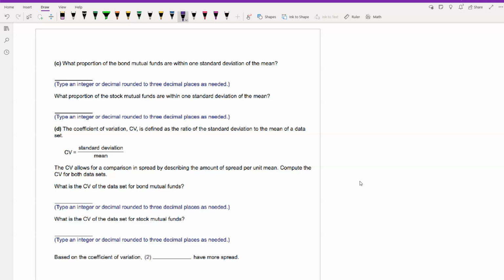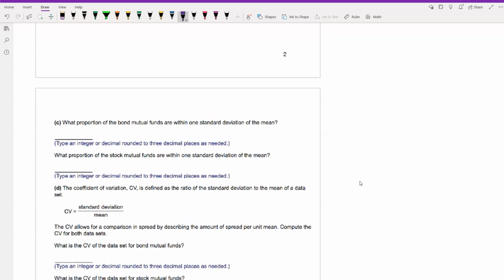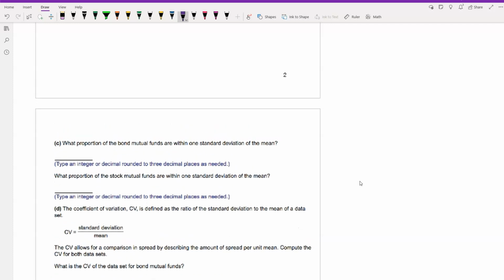Part C, what proportion of the bond mutual funds are within one standard deviation of the mean? So within one standard deviation, using the empirical rule, I only have one standard deviation, so I will find the answers for within one. So here we have x bar. On the right side we have x bar plus 1 times standard deviation. On the left side we have x bar minus 1 times standard deviation.